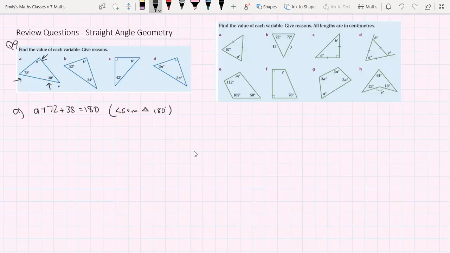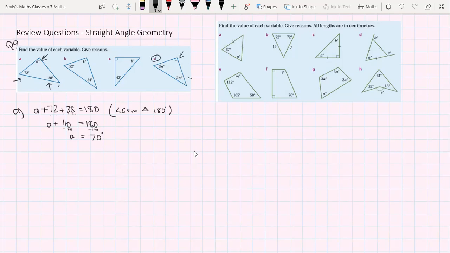So you might want to fix that up a little bit. Let's make it look a little bit prettier. You can use a calculator. What's 72 plus 38? Or you can do it in your head, whichever way works best for you. A plus 110 equals 180. So we've just simplified putting those two things together to give the 110. So how do we find A? We need to take 110 away from both sides of the equation. So we're left with A is equal to 180 minus 110, which is 70 degrees. And that's showing justification.